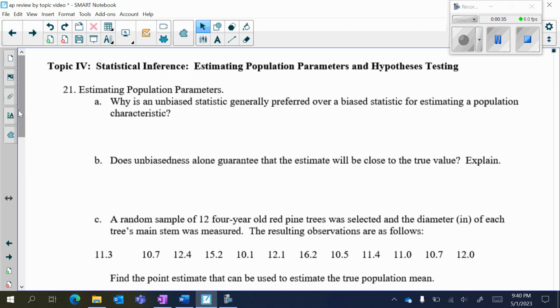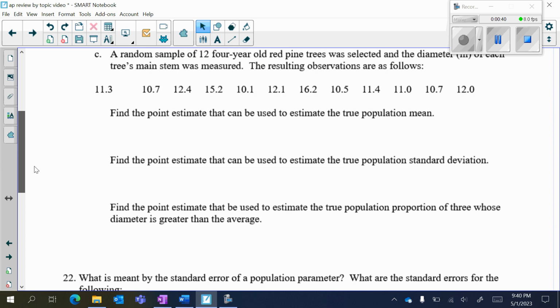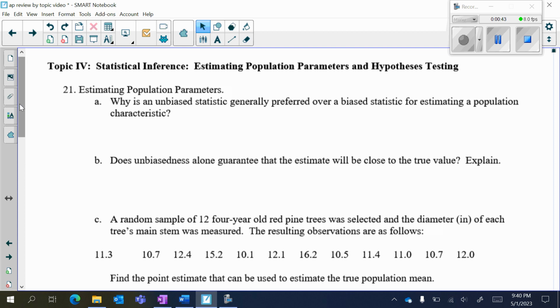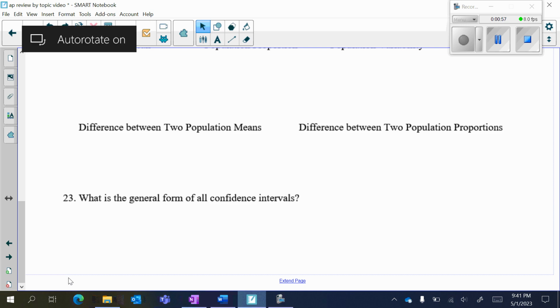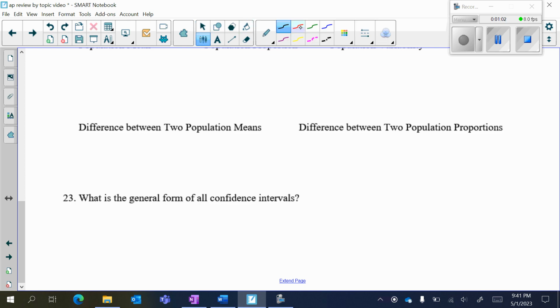I'm going to start doing some questions, one of each type. I'm not going to necessarily do all of them, and I'm not going to really do them full out, but I'm just going to discuss how to approach them. If you look down at number 23, it says, what is the general form for all confidence intervals? I know we've been going over this in class. So we need to remind ourselves that this is a formula on our formula sheet. The formula for any confidence interval is statistic plus or minus critical value times standard error of the statistic. So we're going to use that when we do our confidence intervals.